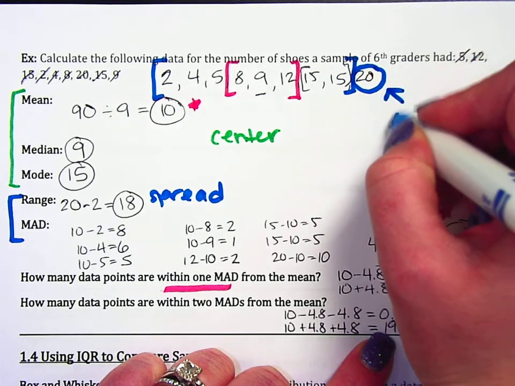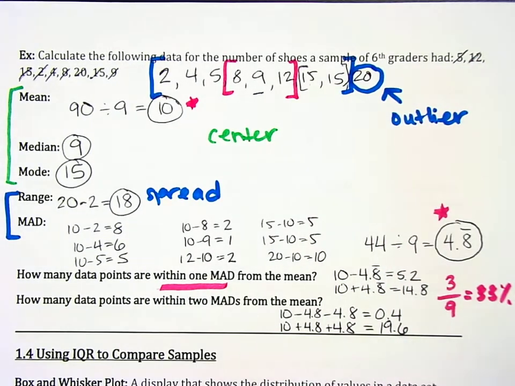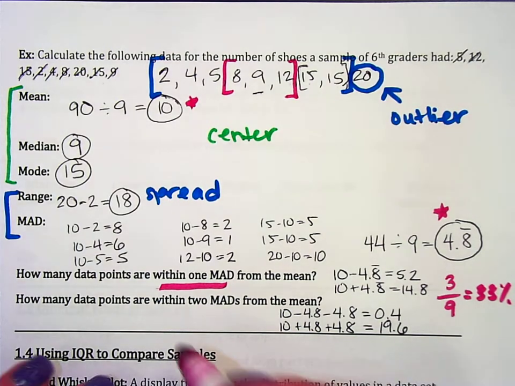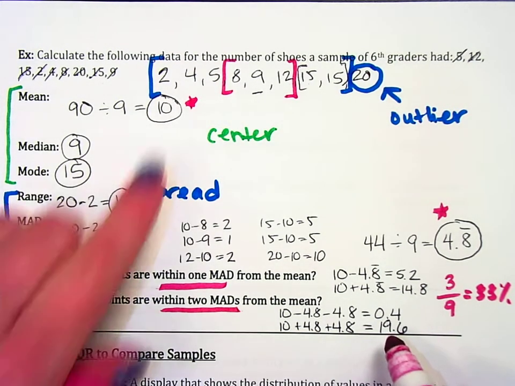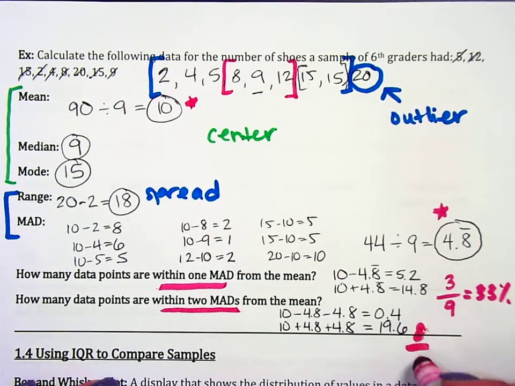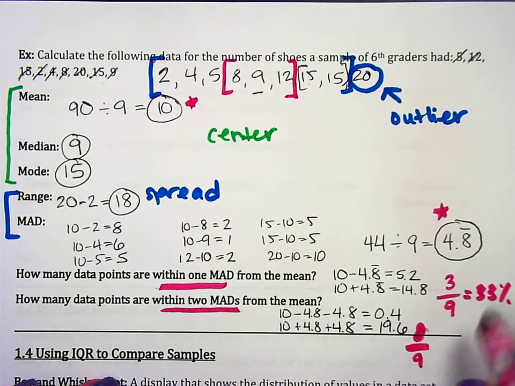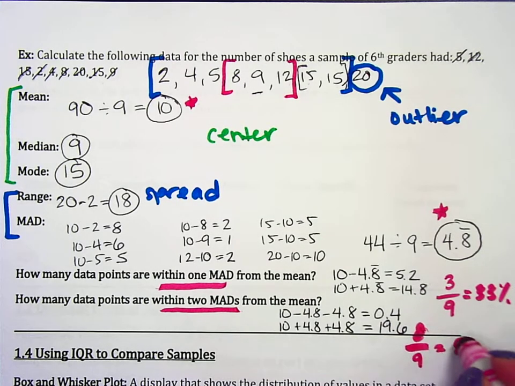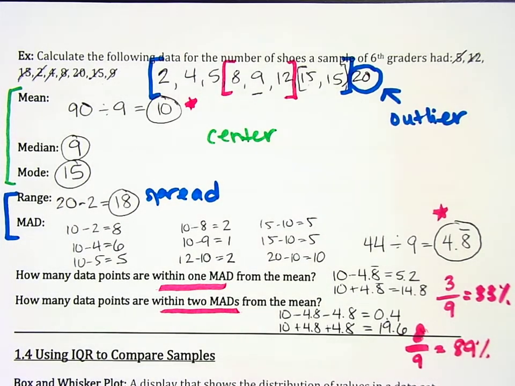20, make a little note there, is what we call an outlier. It was more than 2 MADs away. I took the mean, which was 10, and I subtracted the MAD twice, and I added the MAD twice, and that number was still too far outside of it. Okay, so that's what we call the outlier. To calculate how many numbers are within 2 MADs, I'm just going to add up 1, 2, 3, 4, 5, 6, 7, 8 numbers there inside, divided by my 9 numbers total. And this time, 8 divided by 9 is 88.8 repeating. So that last 8 got rounded up to a 9, and we would say that 89% of our data is within 2 MADs.